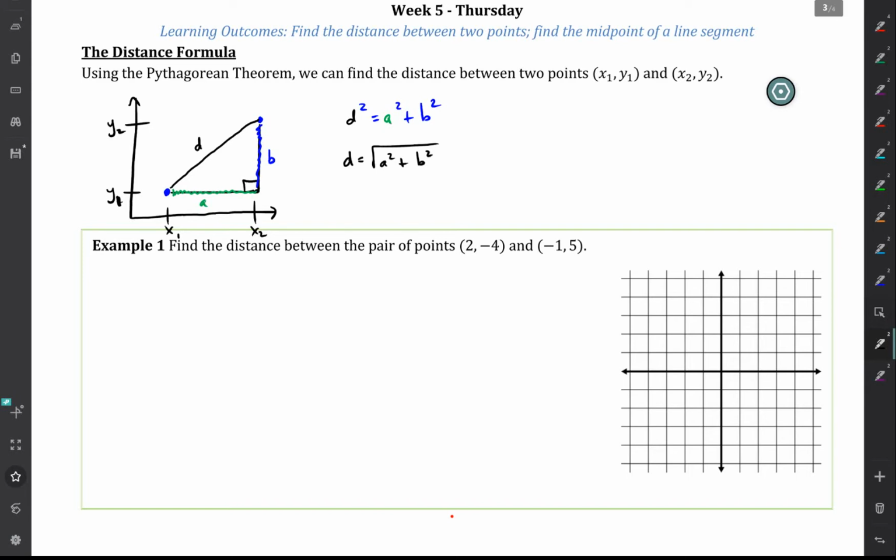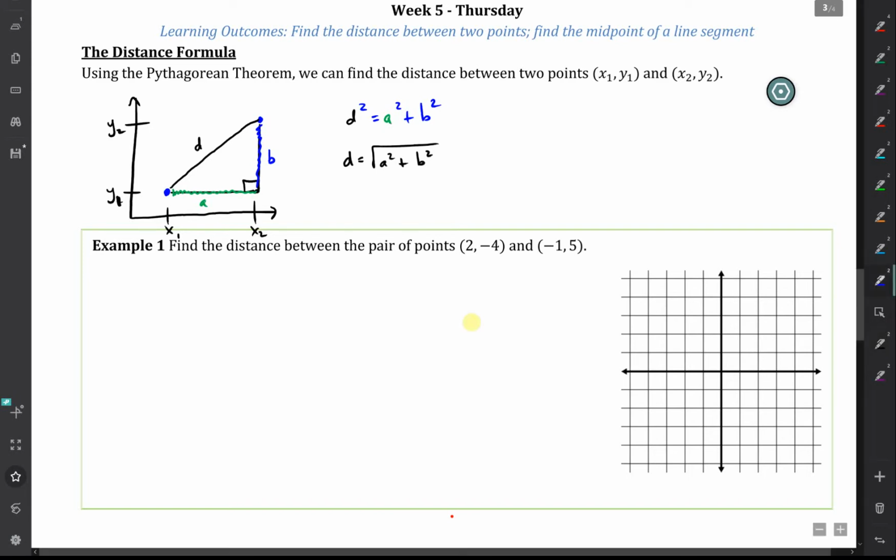Okay, and now the question is, what are a and b? Well, b is the change in the y, so that's y2 minus y1, and a, the green value, is x2 minus x1 in this case. So we see here that d is equal to the square root of a squared plus b squared, where I've already said b is y2 minus y1 and a is x2 minus x1. Okay, so that's the derivation of the distance formula.